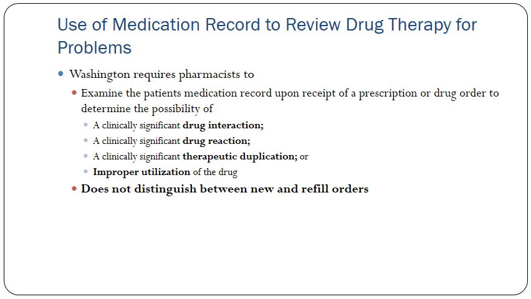The Washington rule does not distinguish between new and refill requests. Although it requires the review on receipt of an order, which might imply only when an order is first received, it also requires that a drug utilization review must consider improper utilization of the drug, which involves looking at the patient history of use as revealed prior to dispensing of the drug. Thus, one should consider the receipt of an order to include the patient's request for a refill of that order.